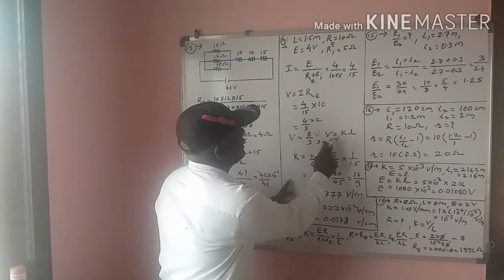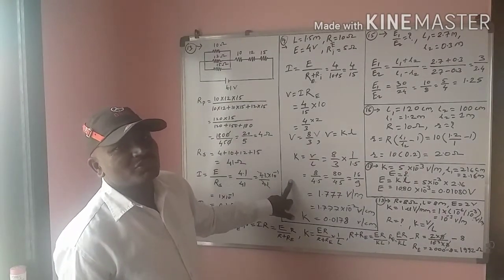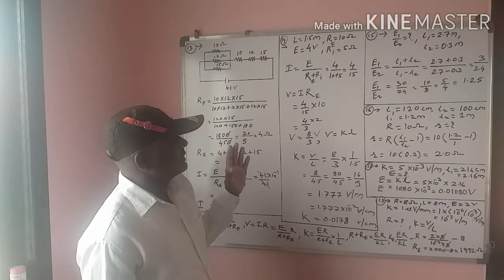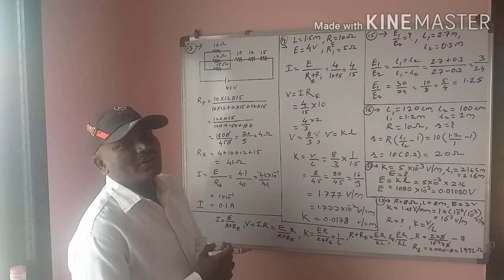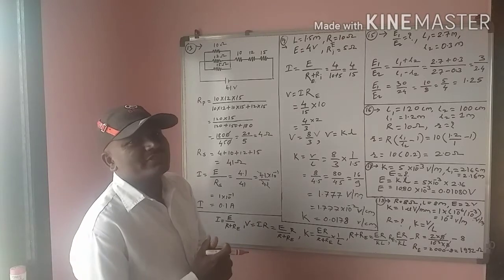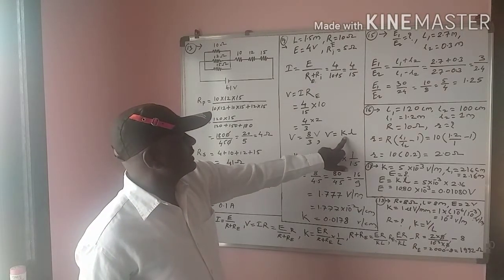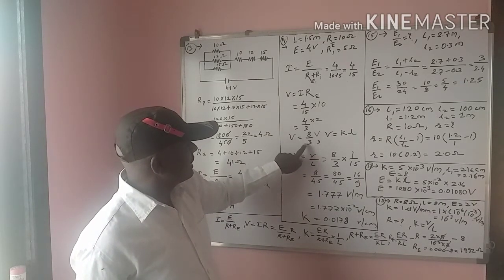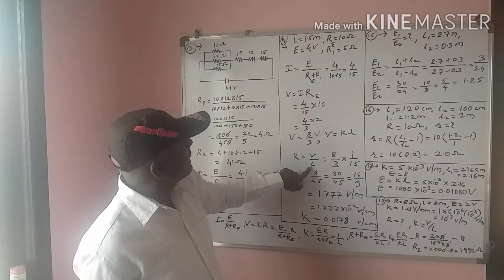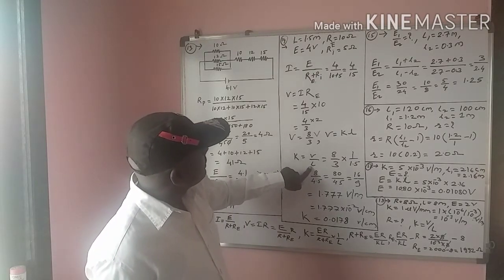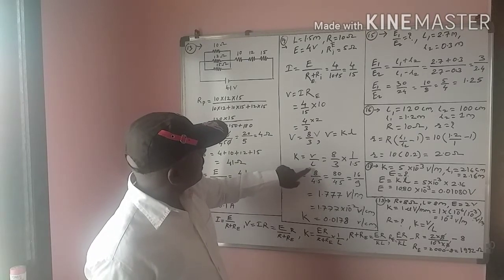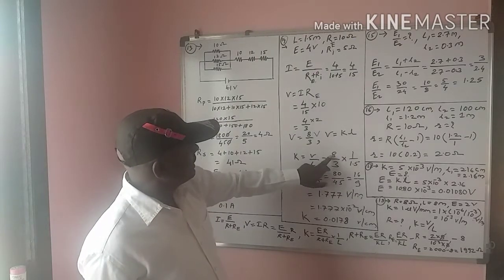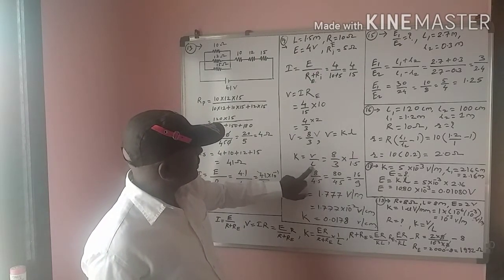Again, according to the potentiometer principle, potential is directly proportional to the potential length, and we write here V is equal to KL. K is equal to V upon L. V has a value 8 by 3, divided by L. L is the length, and how much is that length? The length is 1.5. And we write here 8 by 3 divided by 1.5.